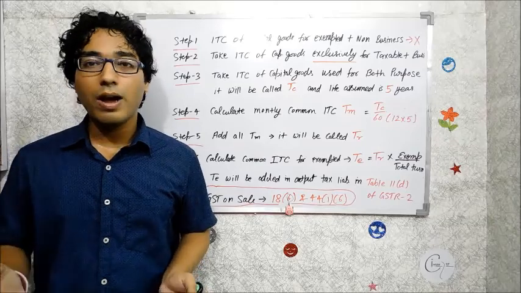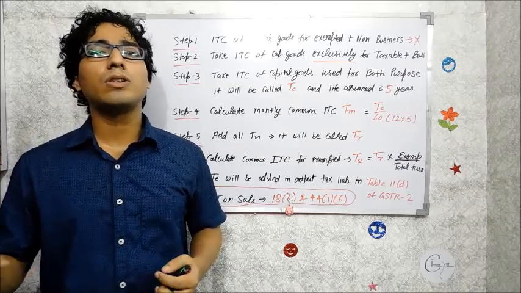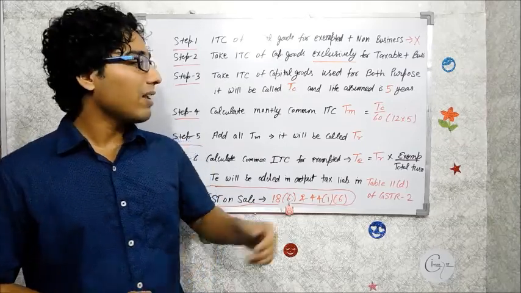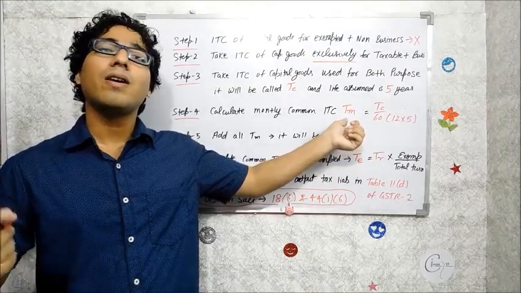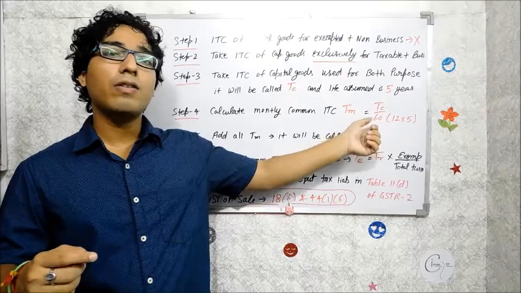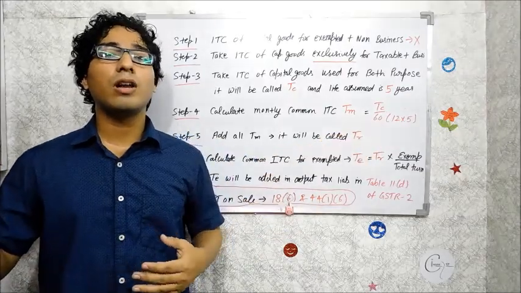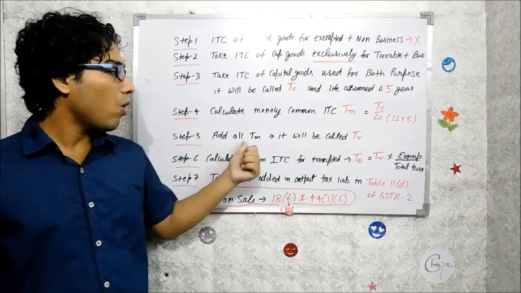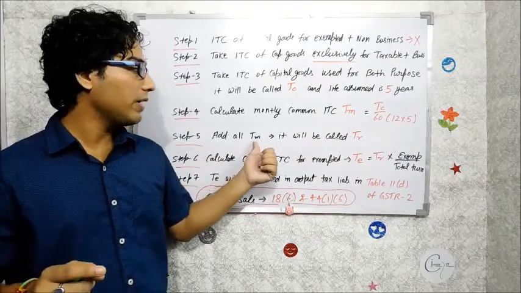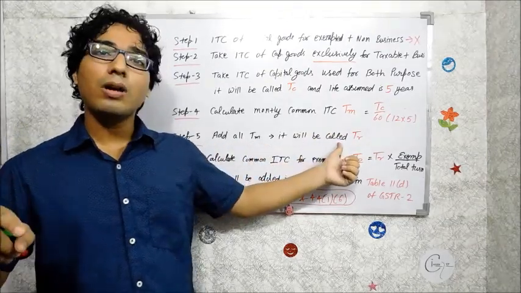Suppose you have 5 capital goods which are used for both purposes, then calculate the TM for each individual capital good. You know that figure will remain for 5 years, so that figure will not be changed. And then after this, add all the TM, and then it will be called TR.